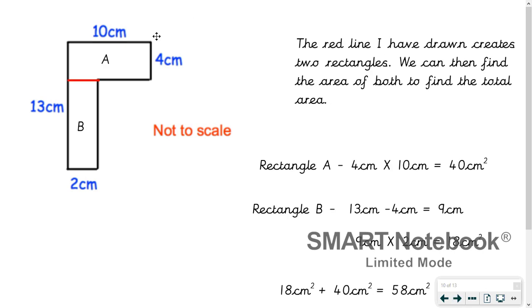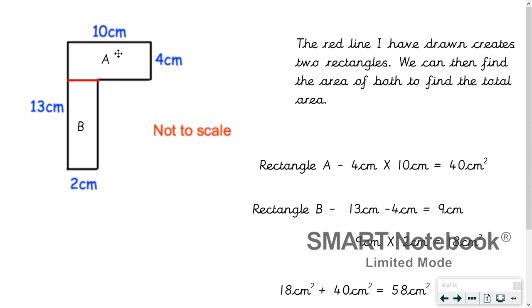So this shape here, I've drawn one line across. I could have drawn a line across here, but you look for where it's going to make life easiest for you. So by drawing across here, and I've named my shapes A and B, rectangle A, I can find the area by timesing 10 by 4. So rectangle A has an area of 40 centimetres squared.